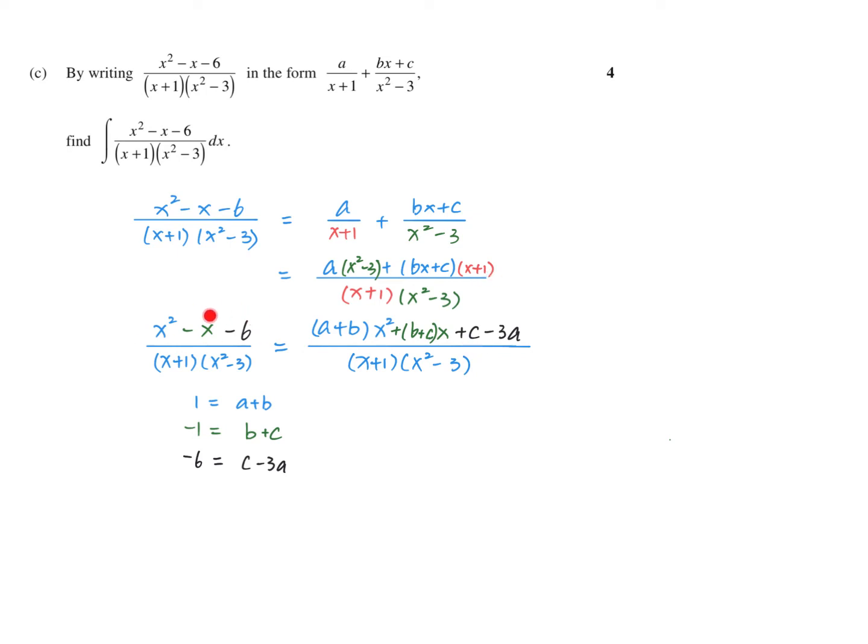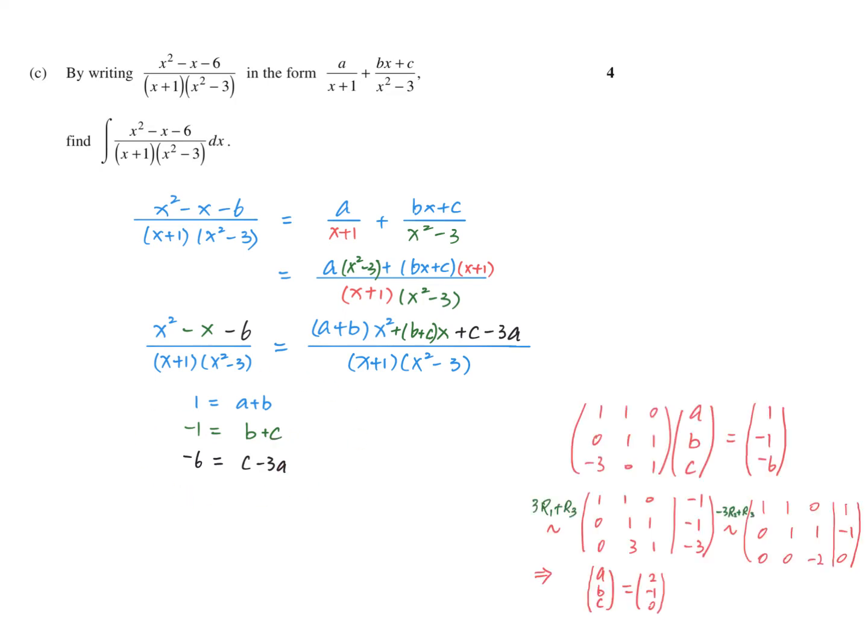Since these two should be exactly the same, therefore, we can conclude that a plus b is actually equal to 1. b plus c equals minus 1. c minus 3a equals minus 6. Now we form 3 equations with 3 unknowns a, b, c. To solve this system of linear equations, we can change it to this form. a plus b, no c, equals 1, first equation.